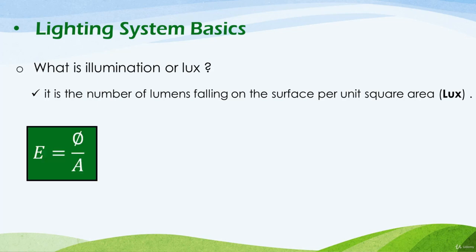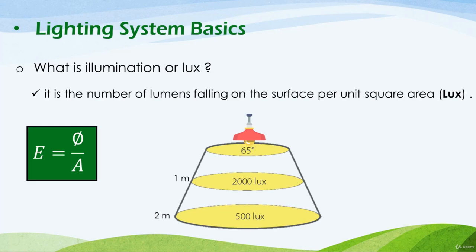So the illumination is represented by the letter E, and it's equal phi over A, where phi is the lumens that we have just talked about, and A is the area that those lumens are falling on. So suppose that we have that light source that emits some amount of light. At that condition, the lux or the illumination at that surface will be 2000 lux, while the lux at that larger surface will be only 500 lux.